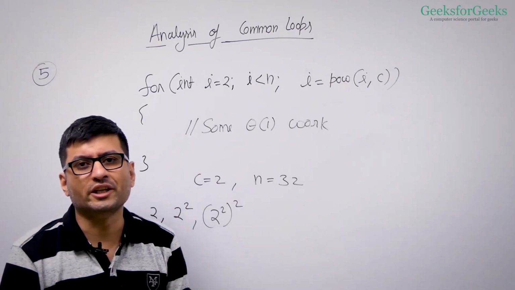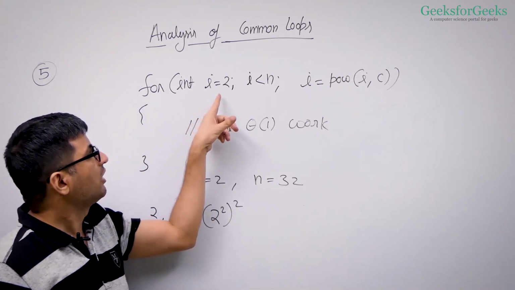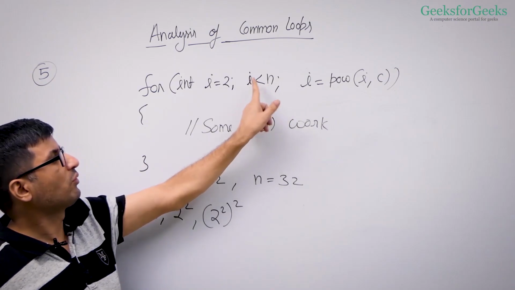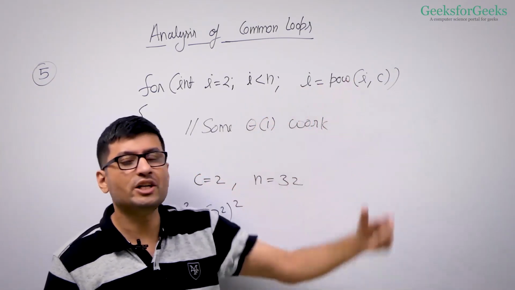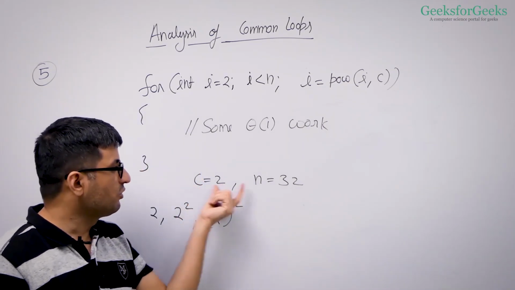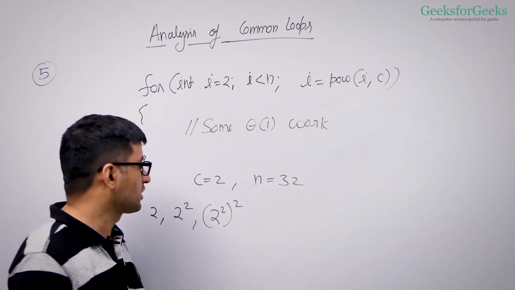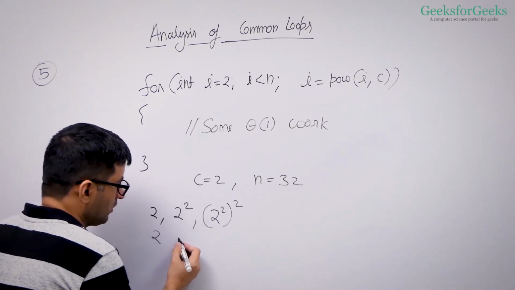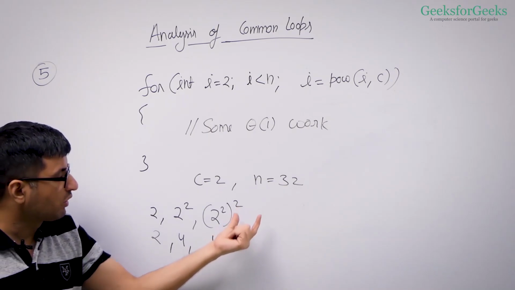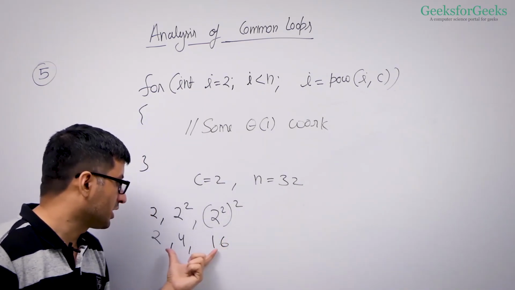Let us take a look at this next loop. This is the most complex of all. We have a loop which runs for i equal to 2, goes while i is smaller than n, and does i equal to i raised to the power c, right? So if c is 2 and n is 32, it's going to run for 2, 2 square, 2 square square, which means it's going to run for 2, 4 and 16. Now if you do 16 square again, it's going to become 256, which is going to be greater than 32. So it runs 3 times.